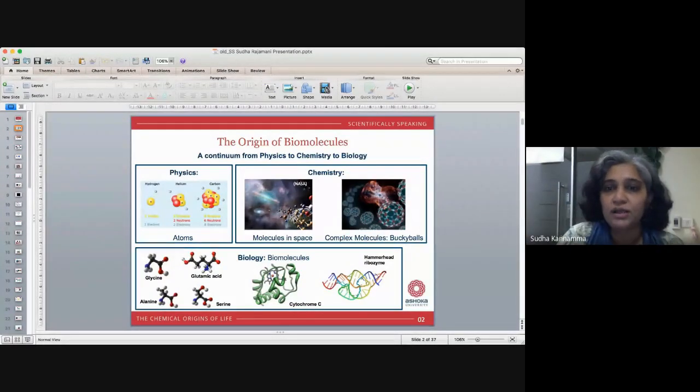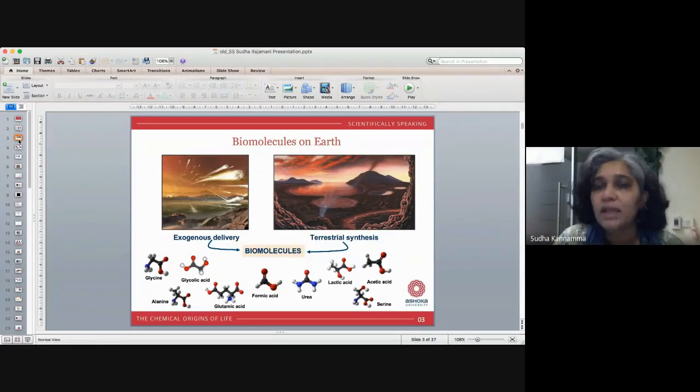Simple molecules get together to form more complex molecules like fundamental monomers. And some of these monomers that I'm showing on this panel are relevant to extant biology, or the biochemistry that we see on Earth today. So where do we think these molecules came about on the early Earth? Because we are talking about the transition from chemistry to biology to understand how life might have emerged on Earth.